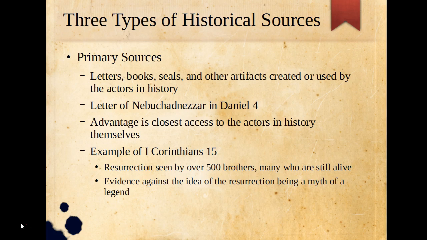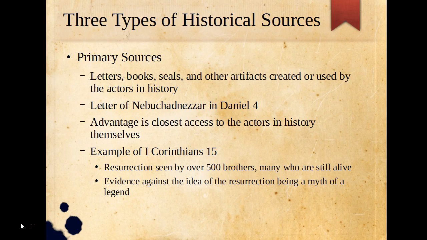There's an example of a primary source in 1 Corinthians chapter 15. Chapter 15 is the resurrection chapter, and Paul says the resurrection took place and Jesus was seen by over 500 brothers after the resurrection, many of whom are still alive. Paul's point is, if you're not sure that Christ is raised from the dead, there are people who have seen him. Go ask them, they're still alive.